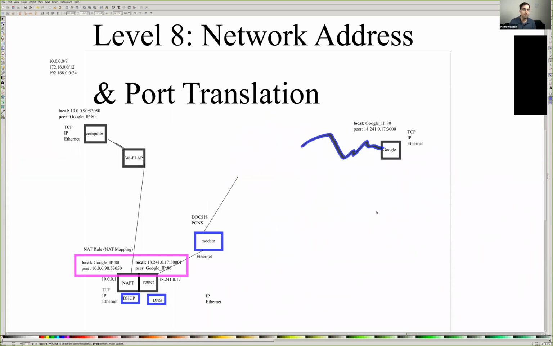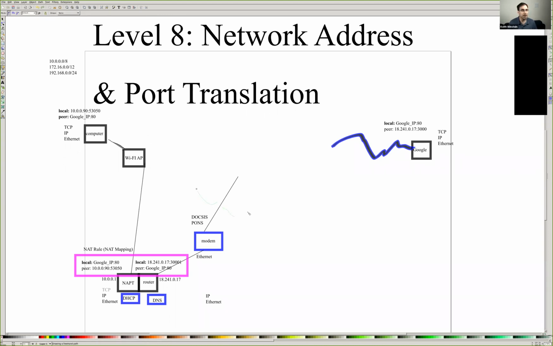You ever wonder why people talk about the cloud? It's because we don't want to have to put all this stuff in our diagram. So they just draw a fuzzy cloud to represent the part of the internet we don't want to have to talk about. That's why it's called the cloud. No joke. Okay.